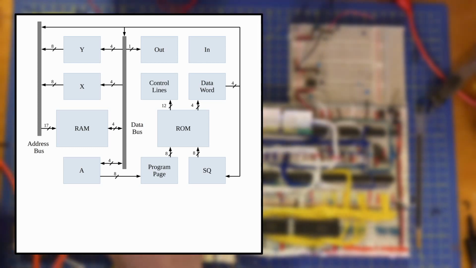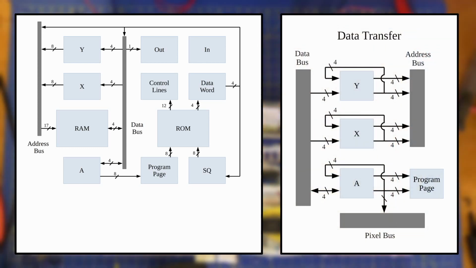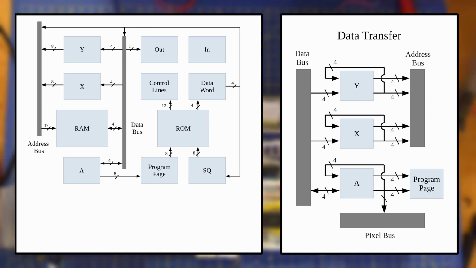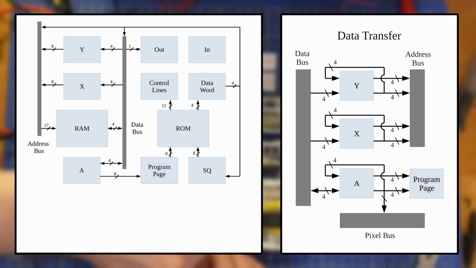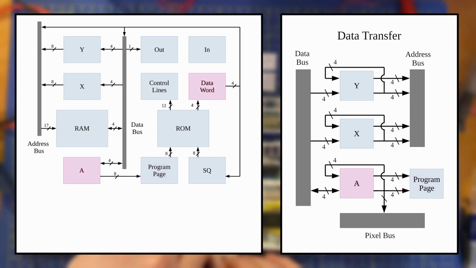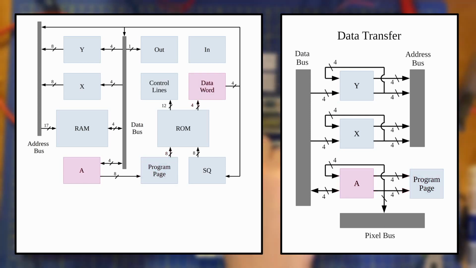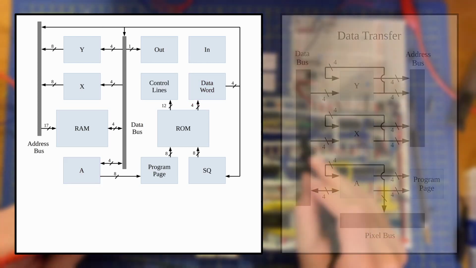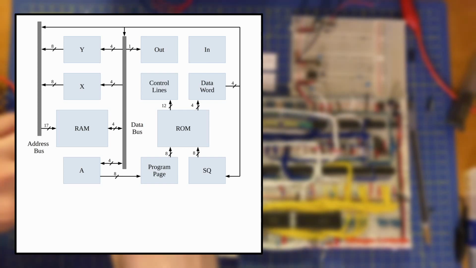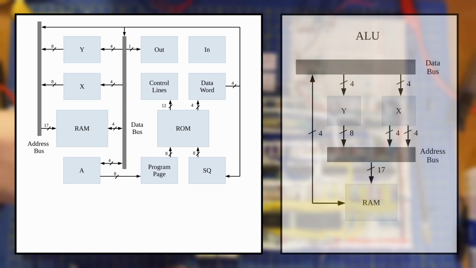All data is transferred across the central 4-bit data bus, and values are shifted into A, X, and Y 4 bits at a time. The A register is also connected to the input of the program page. In combination with the instruction data word, the computer can now unconditionally jump to one of 4,096 addresses in program memory. To simplify the design, Wilson does not have a hardware ALU.